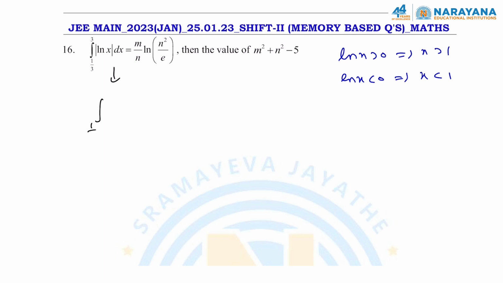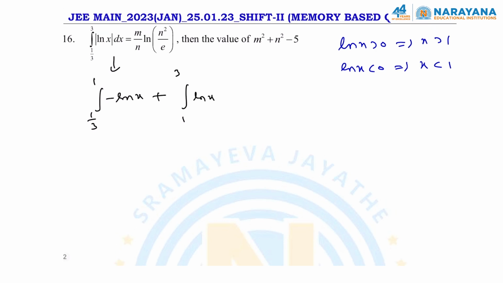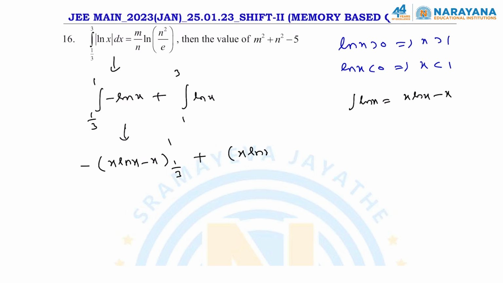Integral 1 by 3 to 1. Since ln x is negative, this will become minus ln x, because mod x is minus x when x is less than 0, and x when x is greater than 0. Then integral 1 to 3 ln x. Now everyone knows the integration of ln x. What is integral ln x? Integral ln x will be x ln x minus x. So this will become minus of x ln x minus x from 1 by 3 to 1, plus x ln x minus x from 1 to 3.